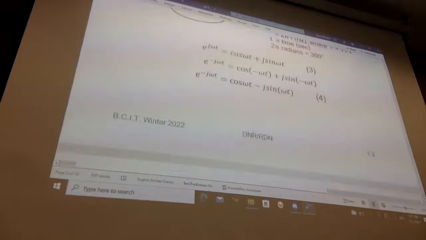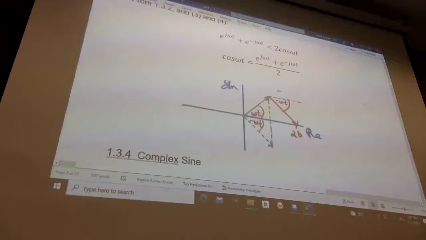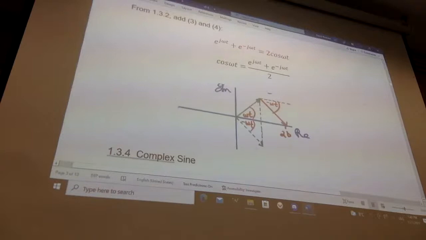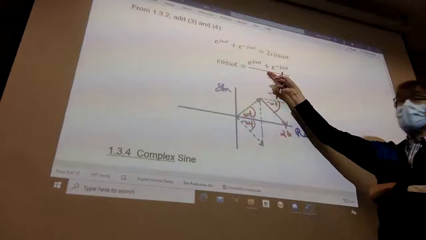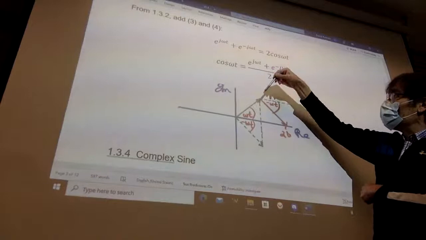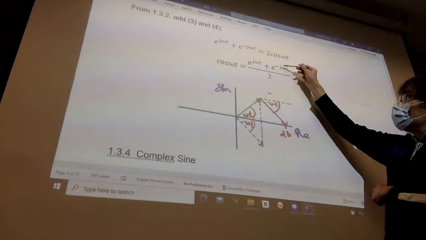Let's go and look at the complex cosine. I don't think you have anything to write down, maybe. So if we add 3 and 4, you can write 2 cos omega t in those terms. Cos is the sum of 2 Euler formula terms. Let's look at that vectorially. You've got a real axis and imaginary axis. What does that mean vectorially? It means take your first vector, e to the j omega t, that's this vector, and add e to the negative j omega t.